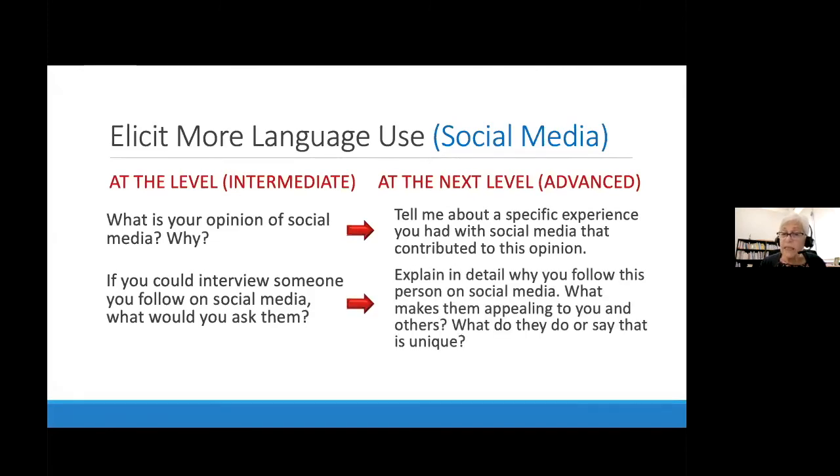And explain in detail why you follow this person on social media. What makes them appealing to you and others? And what do they do or say that is unique? Again, description in detail at the paragraph level.